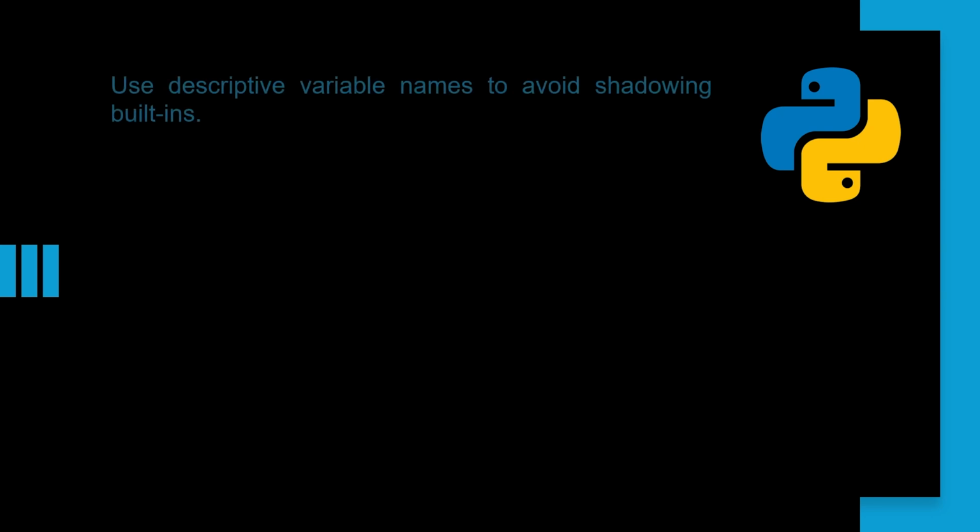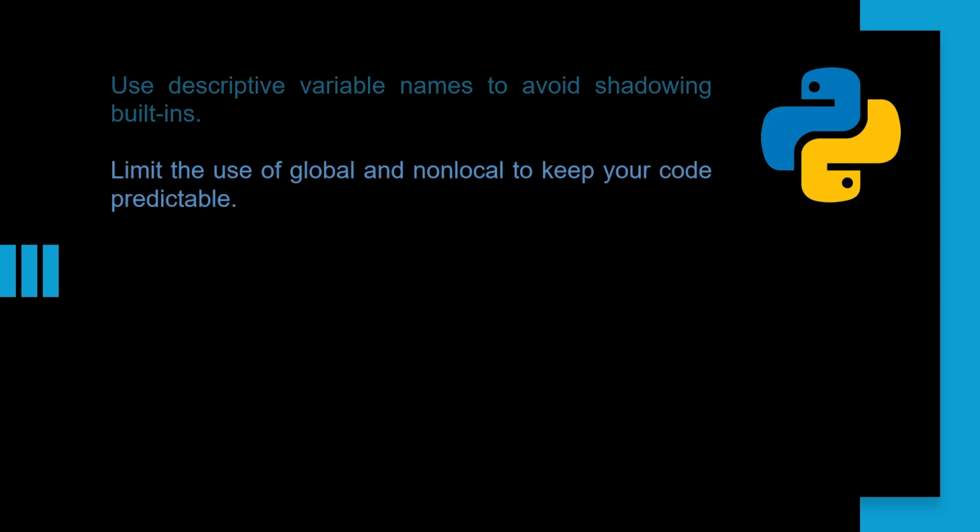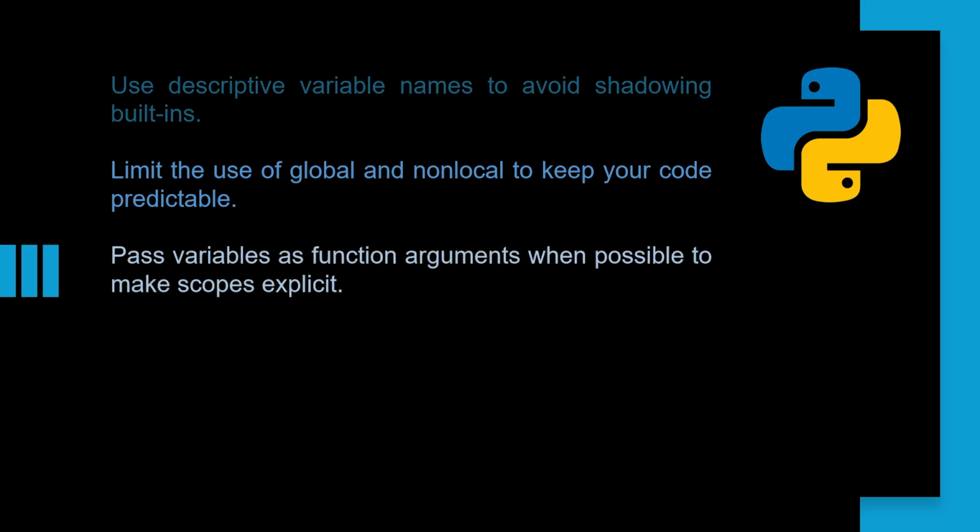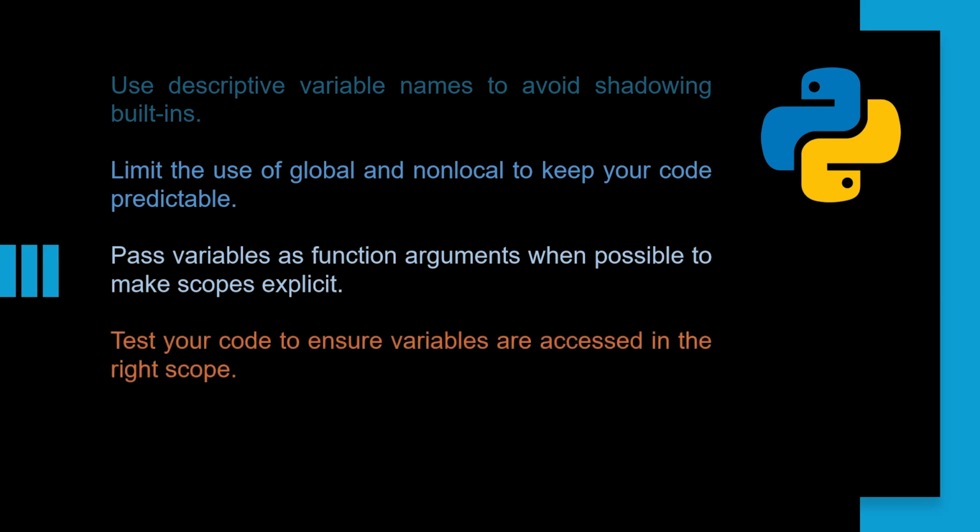Until now, we have covered local, enclosing, global, and built-in scopes, and you have seen how to use global and nonlocal to modify variables. With these concepts, you can write cleaner bug-free code. I also bundled some best practices together for you. You should use descriptive variable names to avoid shadowing built-ins. Limit the use of global and nonlocal to keep your code predictable. Pass variables as function arguments when possible to make scopes explicit. And finally, test your code to ensure variables are accessed in the right scope.